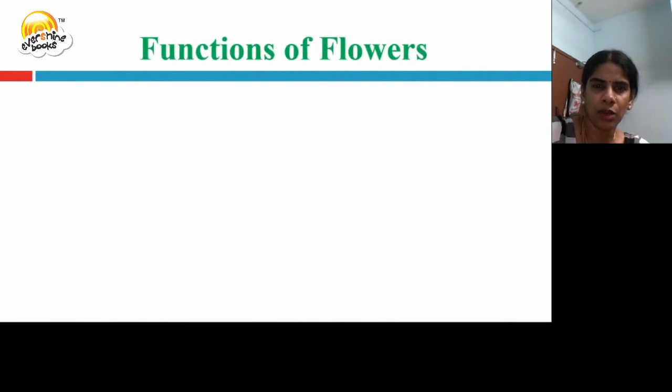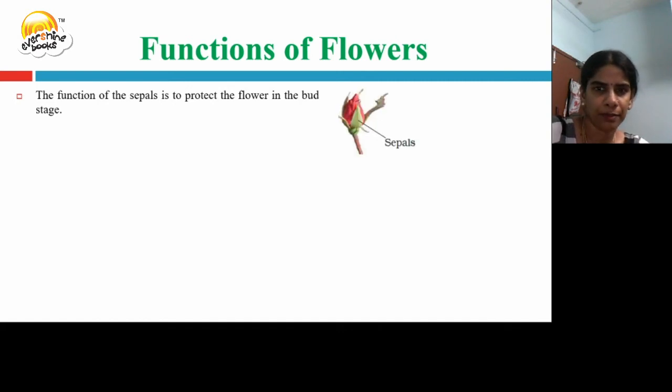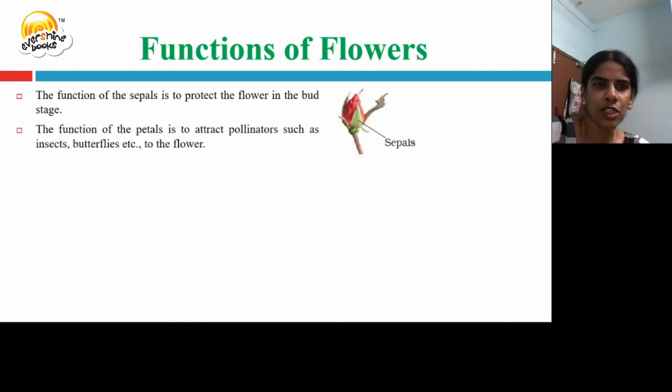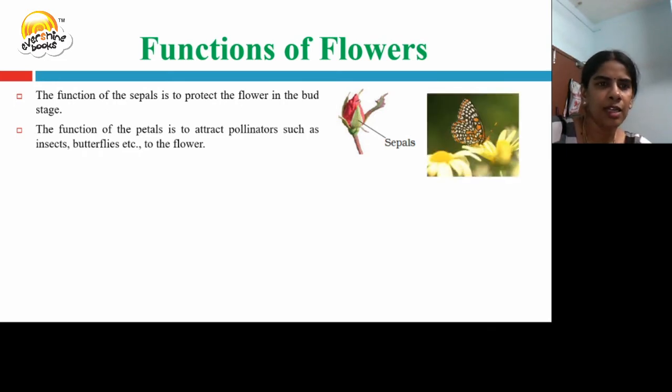Let us now learn about the functions of the flowers. The function of the sepals is to protect the flower in the bud stage. That is, it protects the bud of the flower. The function of the petals is to attract pollinators such as insects, butterflies, etc. to the flower.